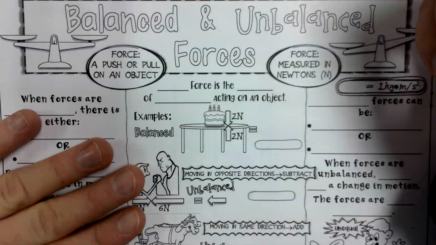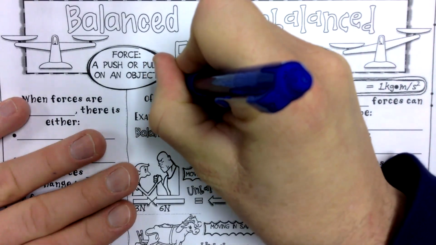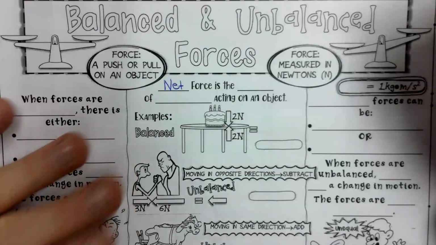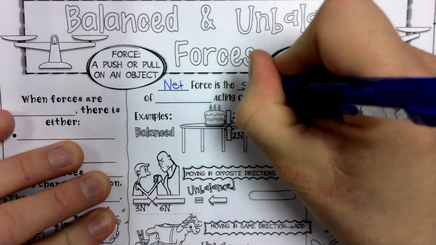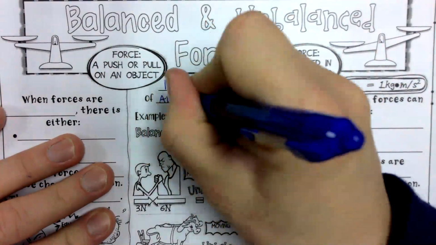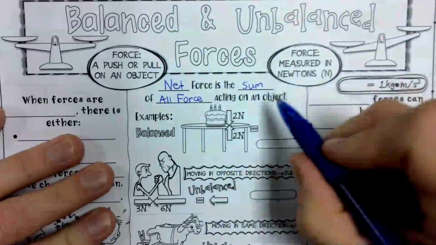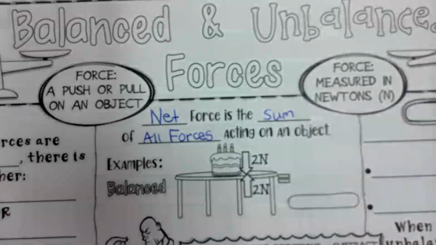All right, so when I want to know if the forces on an object are balanced or unbalanced, what I need to do is some mathematics. And by that I mean I need to calculate the net force. The net force, sometimes you'll hear it called the resultant force, is the sum of all forces acting on an object.